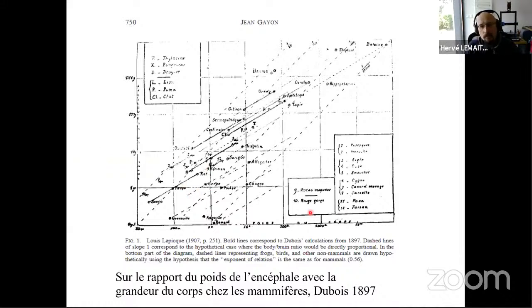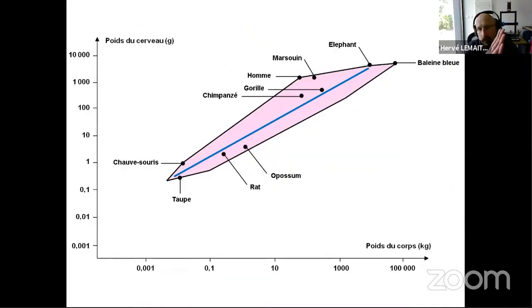And for the mammals, let's go to the next slide. Okay, so for the mammals, across different orders, it's assumed to be stable. For example, for the mammal, it is close to 0.5.